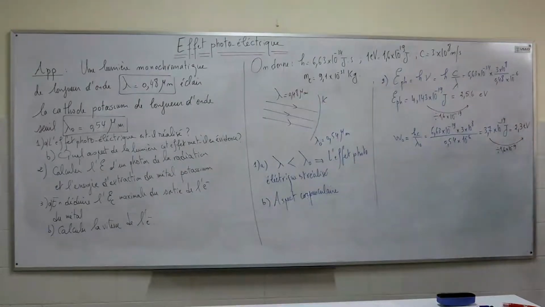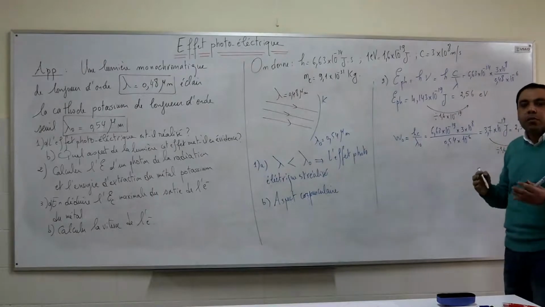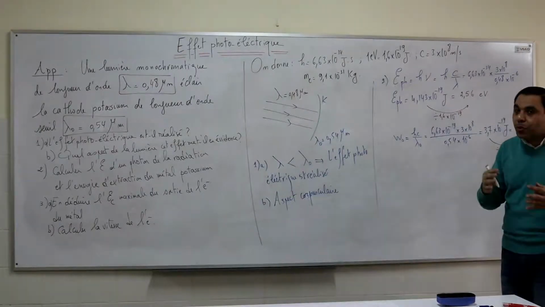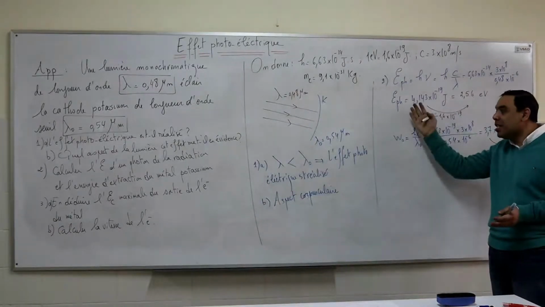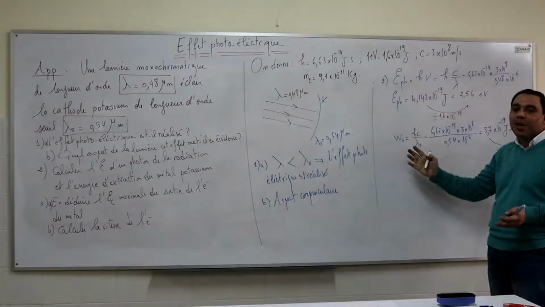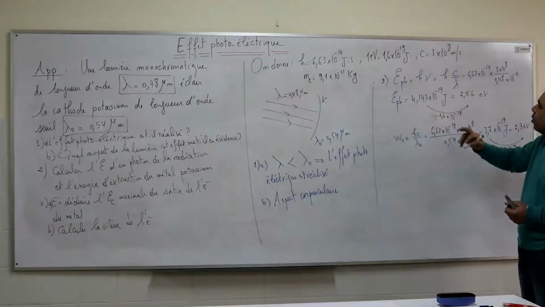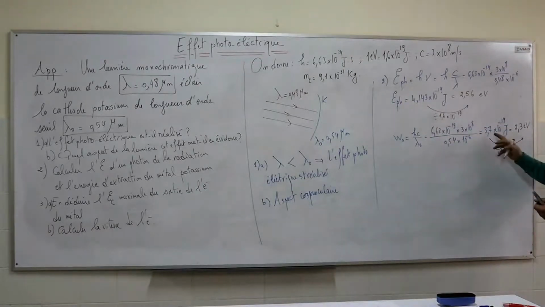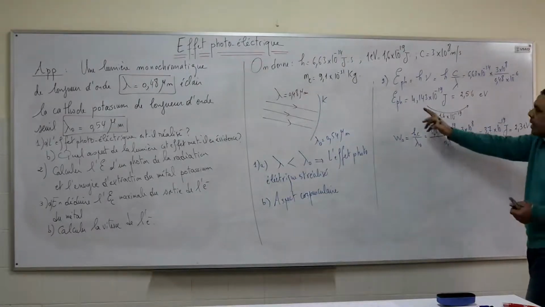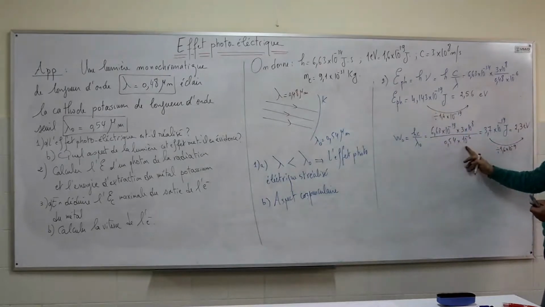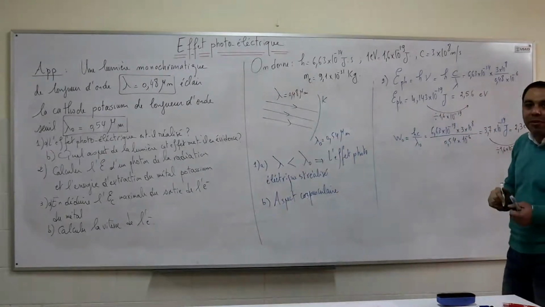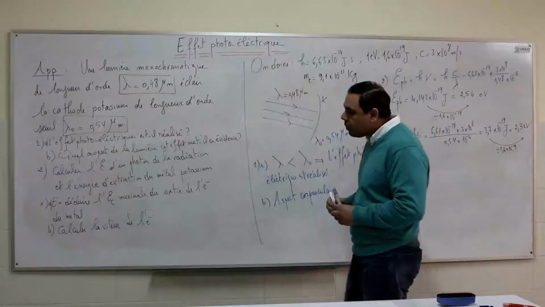2.3 electron volts. The photoelectric effect occurs when the energy of the photon is greater than the work function of the metal. Notice that 4.143 times 10 exponent minus 19 is greater than 3.7 times 10 exponent minus 19 joules. So the energy of the photon is greater than W0.